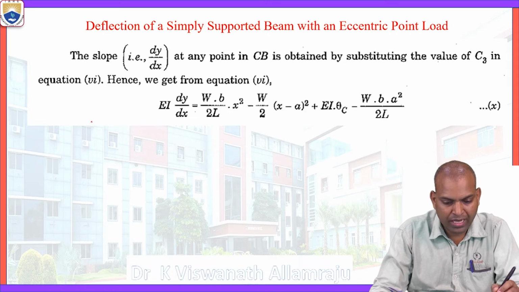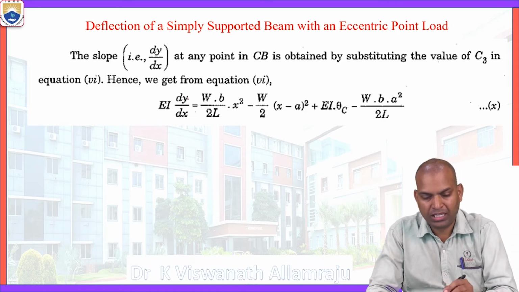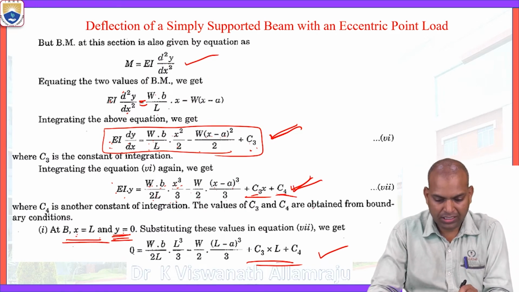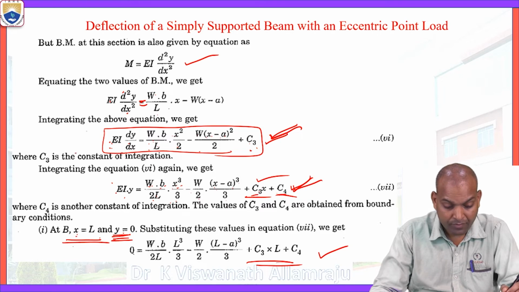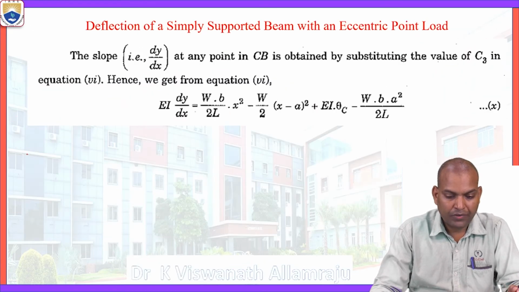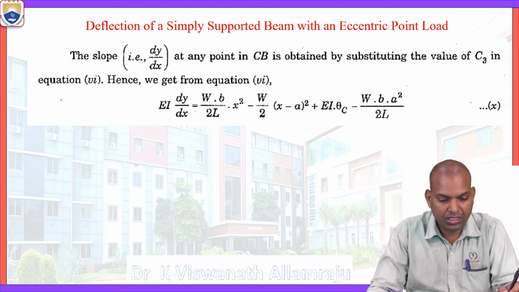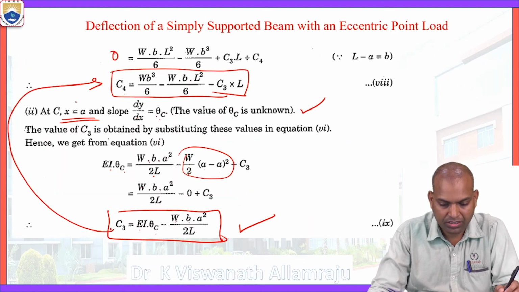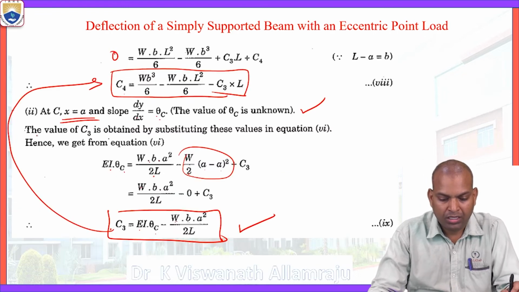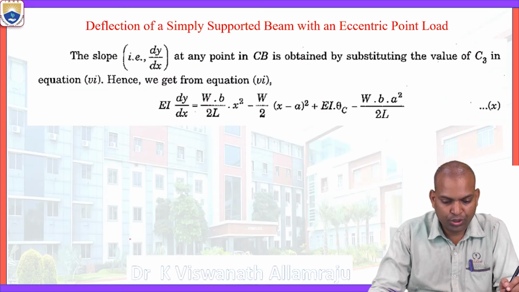Okay, substitute this value wherever dy by dx, C4 is there. Where is the equation C4? The C4 here it is, and C3 also here. After substitution, we get the slope equation and the deflection equation. Now, after substituting C3 in equation 6, this is the C3 value, and that is the C4 value, we got it.